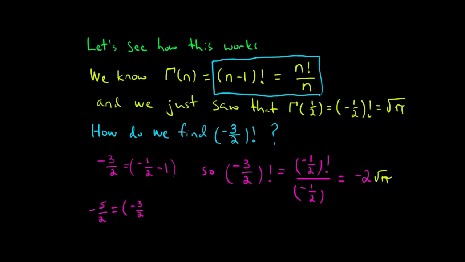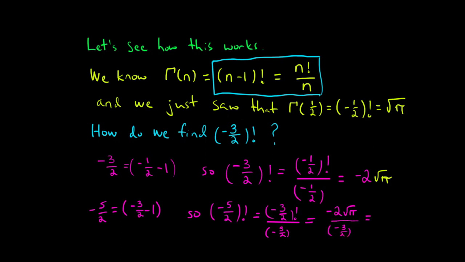How about the next one? Negative 5/2 equals negative 3/2 minus 1. So negative 5/2 factorial would equal negative 3/2 factorial over negative 3/2. Well, that will just be equal to negative 2 times the square root of pi over negative 3/2. And that equals 4/3 times the square root of pi.